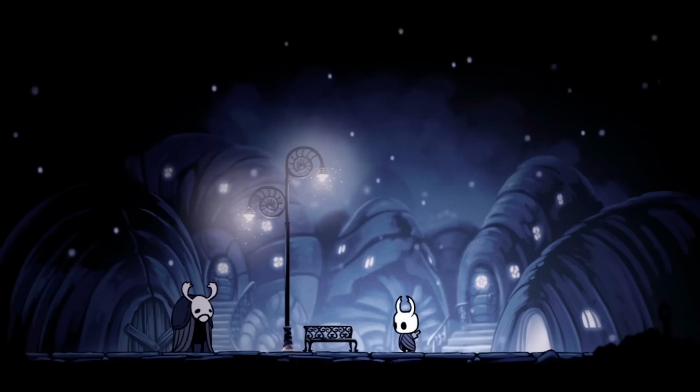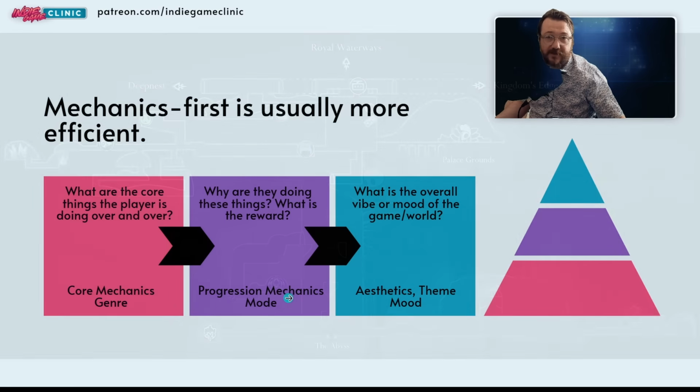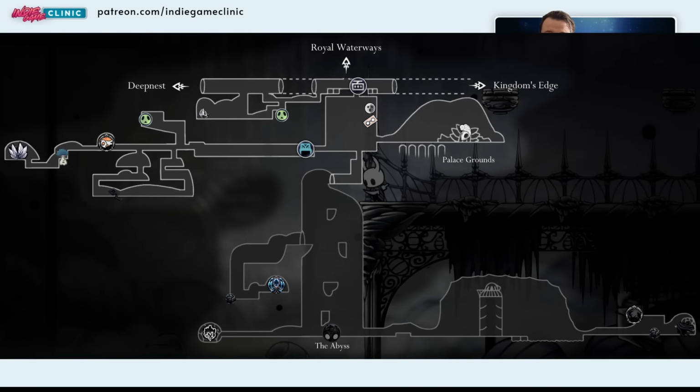Now, once we've got those core mechanics that people enjoy, then people might want to explore a world. They might want to upgrade things or find secrets. And that's when we move into the next stage of the pyramid, the progression mechanics, which here I'm referring to as the mode. If we take Hollow Knight as an example again, the mode is it's a Metroidvania and it's a Souls-like, right?